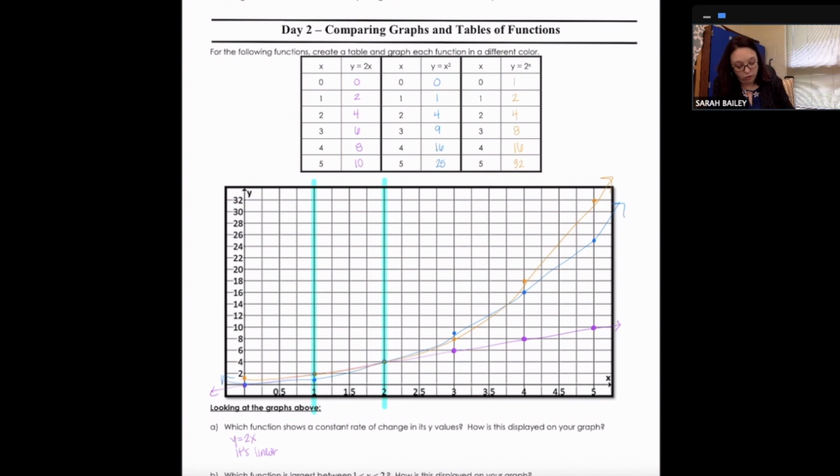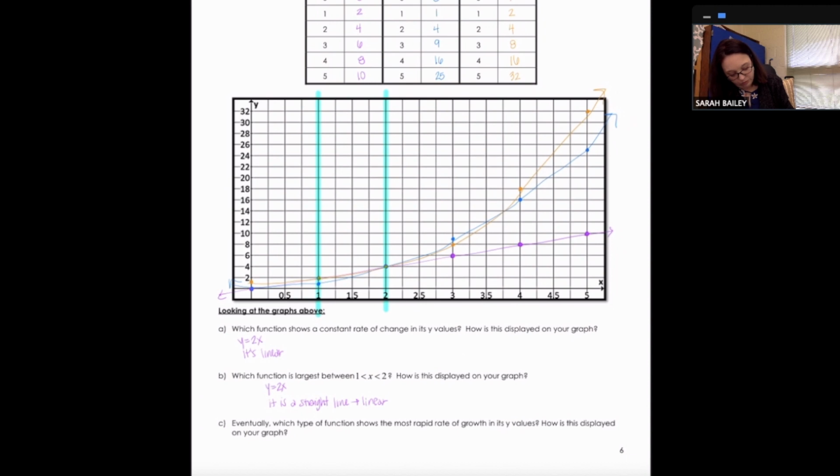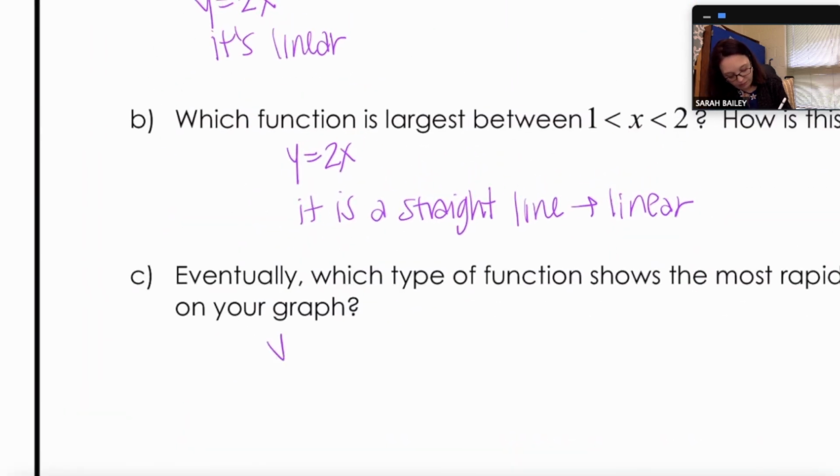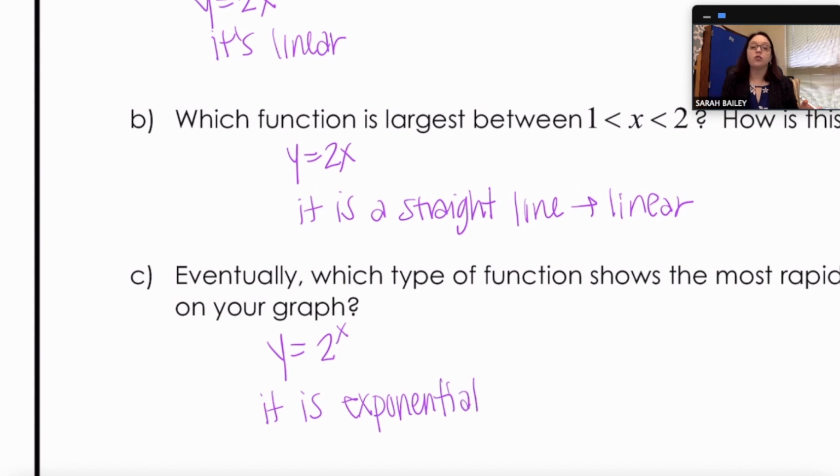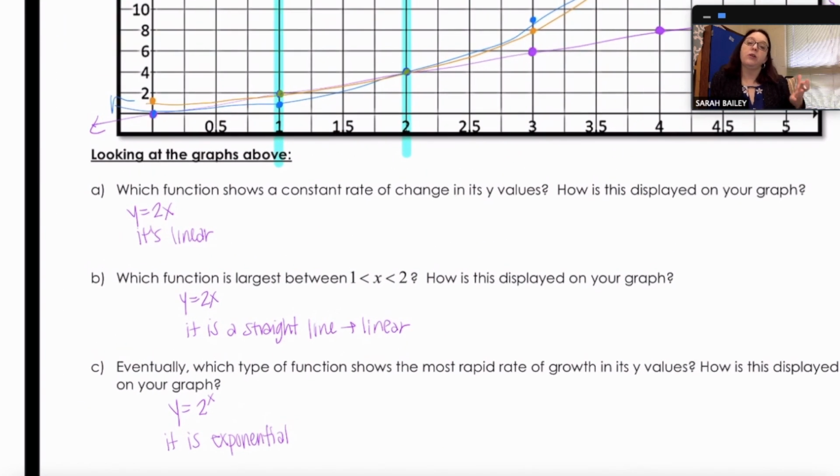It's that exponential function. So y equals 2 to the x. It is exponential. So anytime you're dealing with an exponential function, it is always going to exceed at some point a linear and a quadratic function. Anything that is growing exponentially exceeds anything growing linearly or quadratically.